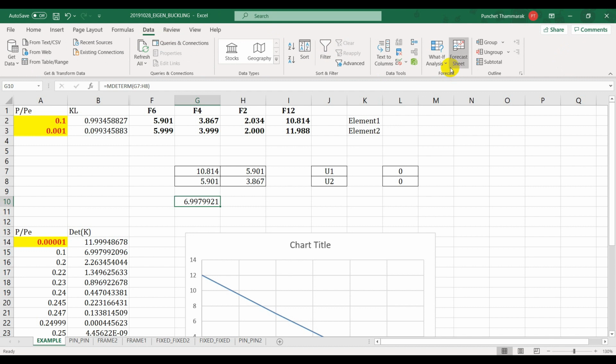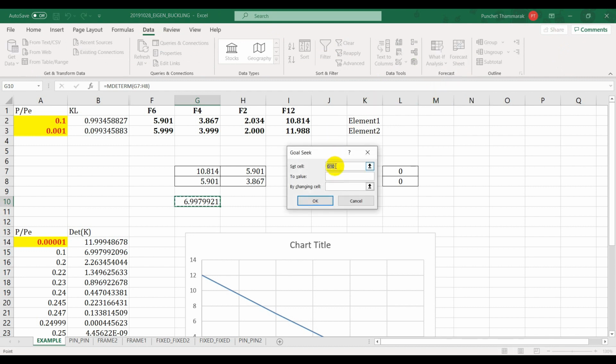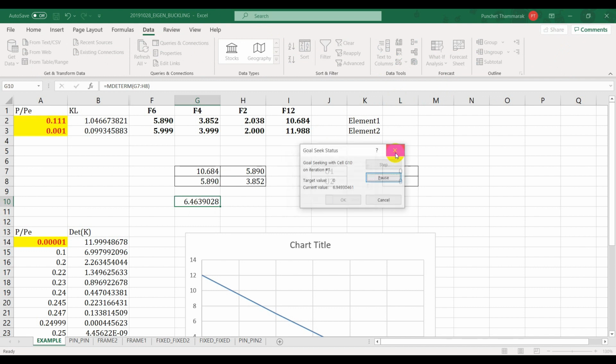So if you go with Data, What-If Analysis, Goal Seek, you need to set this cell to 0 by changing this one, and then go ahead. Yes, it is close to the initial value that I input previously, 0.1. So the goal seek just looks for something closest to the initial value, and it turns out that the PE has to be 0.25 to satisfy this 0 determinant. This is very close to 0, right?